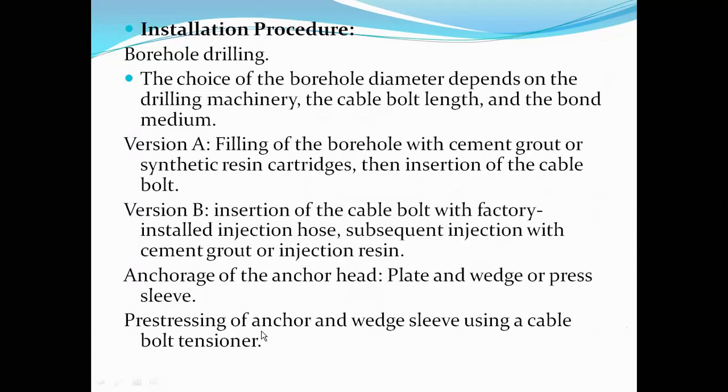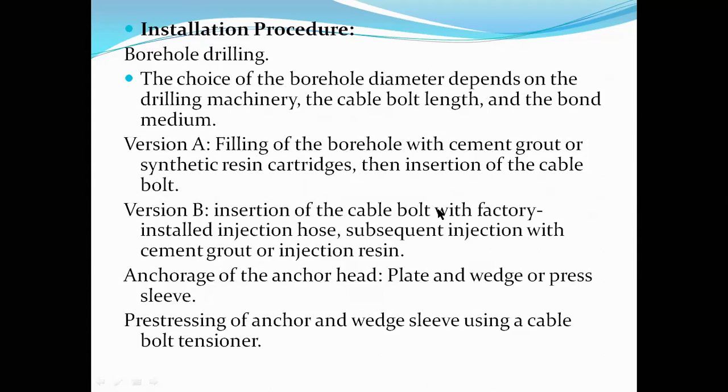Okay. So next one, installation procedure. First, we'll drill a hole, and into that goes the cable. Generally the round standard rope cable with the fiber core around is being used. The choice of the bolt diameter depends on the drilling machinery, cable bolt length, and the bond medium. In version A, the first step is filling the borehole with a cement grouting synthetic resin capsule, then inserting the cable in the borehole.